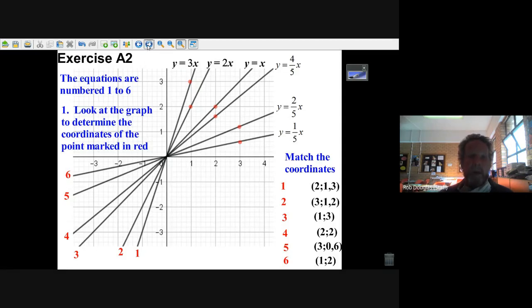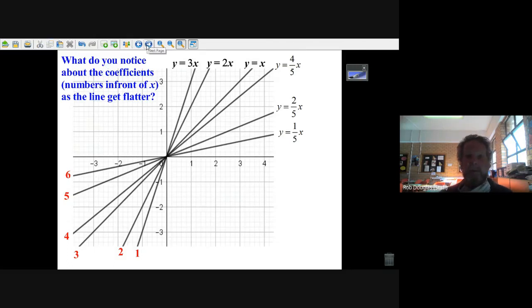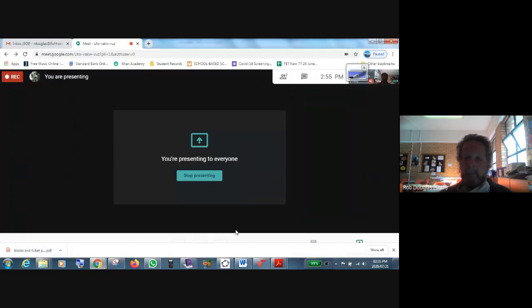There's one more question I ask. I say, what do you notice about the coefficients? I mean the numbers in front of x and the line getting flatter. Well, they're steeper, and then it's getting less steep, less steep, less steep, and the lines get flatter. What's the pattern between the numbers in front and the flatness of the line? Okay, so that's what I want you to figure out. Those are the questions that I want you to do. Okay, and I think that'll be about all for today.